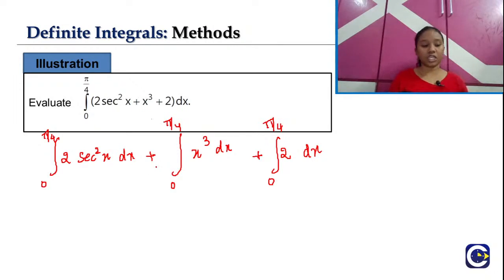So if you are having any questions on how to do it, you can let me know. I'll just help you with that. But in this, you should be aware of only two basic formulas. What will be the integration of secant square x and what will be the integration of x power n. So these are the only things we should be aware of: integration of secant square x and integration of x power n.